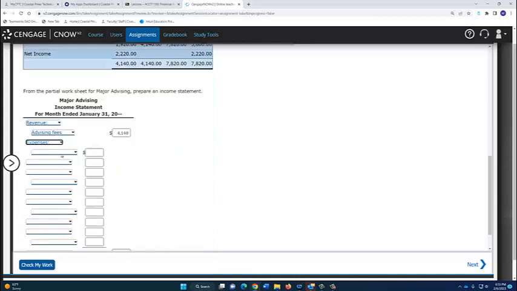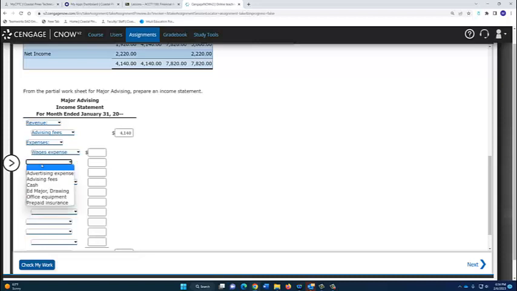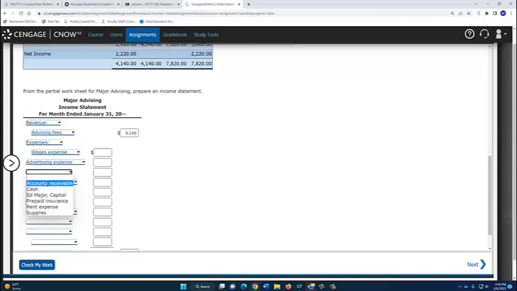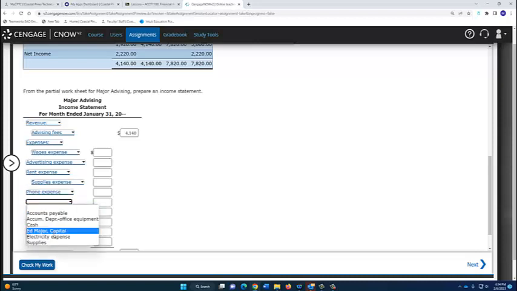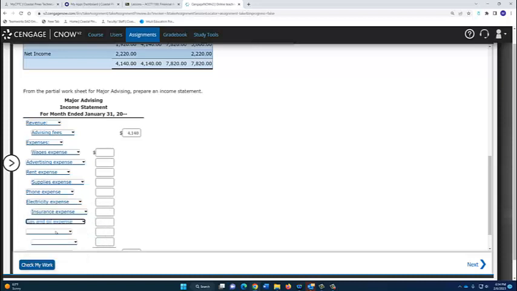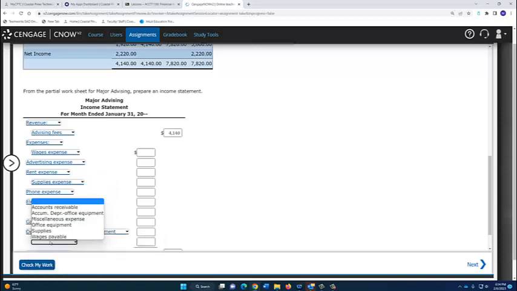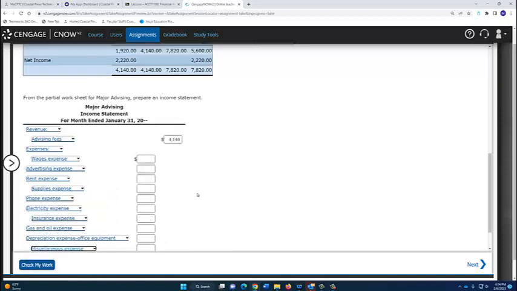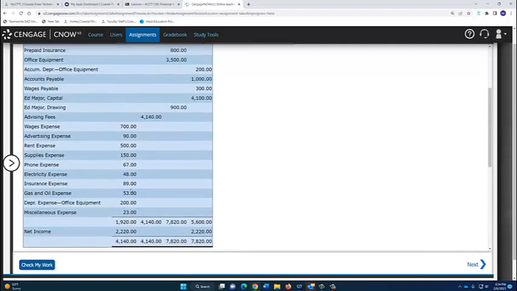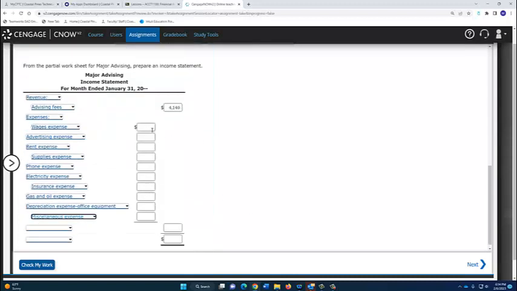We have wages expense, advertising expense, rent expense, supplies expense, phone, electricity, insurance, gas and oil, depreciation, and miscellaneous. And we can just pull the figures right off the worksheet.